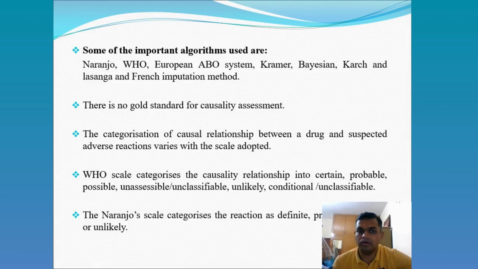But among them, there is no gold standard for causality assessment. The categorization of the causality relationship between a drug and a reaction also varies with the scale adopted. Out of any scale above, you can adopt any scale and categorize the reaction into different types. The WHO scale categorizes the causality relation into various subtypes like certain, probable, possible, unlikely, conditional or unclassifiable, and unassessable or unclassifiable. Similarly, the Naranjo scale categorizes the reaction as definite, probable, possible or unlikely.